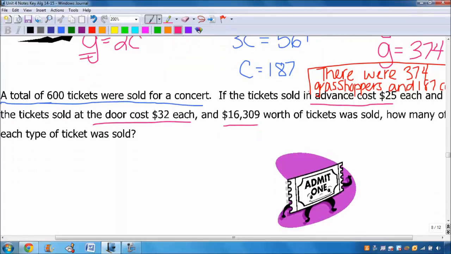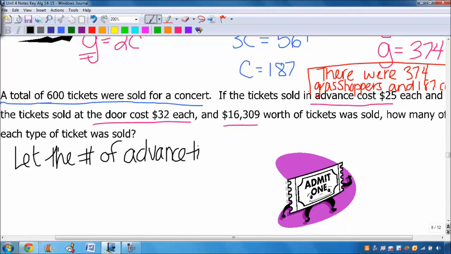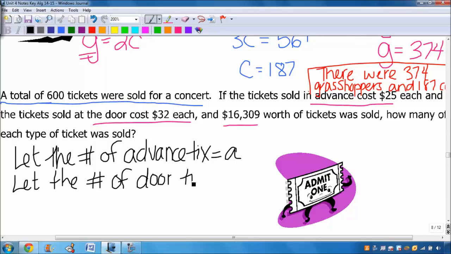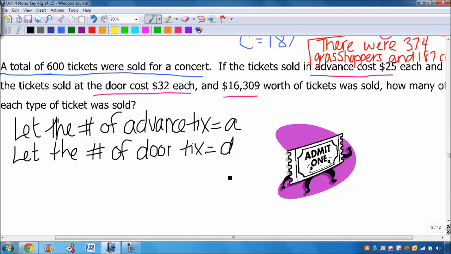So again, I gotta ask myself, how many things do I not know? 2. I don't know the number of advance tickets. So I'm going to say let the number of advance tickets equal A. Okay, and I don't know the number of door tickets, right? So I'm going to call that D. All right. And then it says a total of 600 tickets were sold for a concert. So that means that the number of advance tickets and the number of door tickets add up to 600. So if I were to write that as an equation, I would say A plus D equals 600.